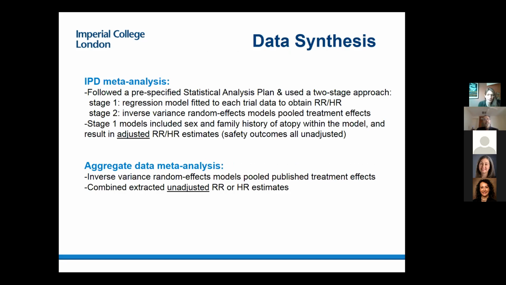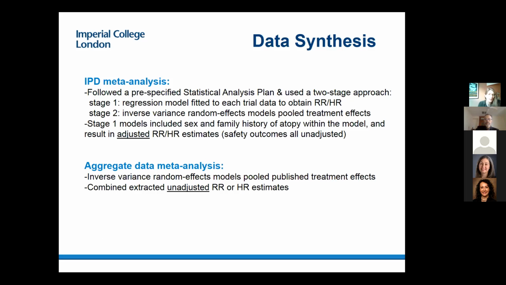Now, except for safety outcomes that were unadjusted, all stage 1 models included adjustment for sex and family history of atopy. This was within the models. And so consequently, we get adjusted risk ratios in the IPD analysis. So this was done to increase precision within estimation. Some of the trials included only those at higher risk for allergic disease based on parental atopy, while others had a variety of risks.